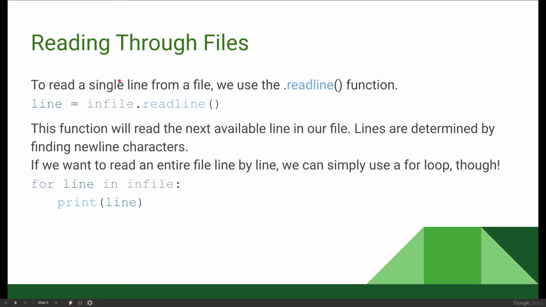If I want to read a single line out of a file, I can use the readline function, which is part of my file variable. So I can just say infile.readline, and that will return a string. It'll give you the next available line in my file. A line is determined when it finds a newline character, so it sees a \n, like we learned at the beginning. If it sees one of those newlines, it's going to say, oh, that's the end of this line, and return that line.